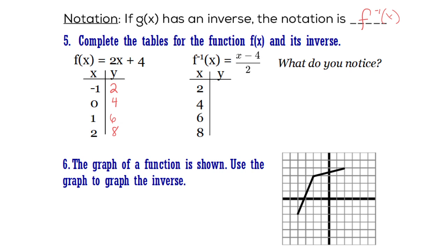All right, so let's finish the table out for this. If you put a 2 in for x right here, 2 minus 4, that's a -2. You get -1 when you divide it by 2. Let's put in a 4. 4 minus 4 is 0. 0 over 2 is 0. 6 minus 4, that's a 2. 2 over 2 is 1. 8 minus 4, that's 4. 4 over 2 is 2.